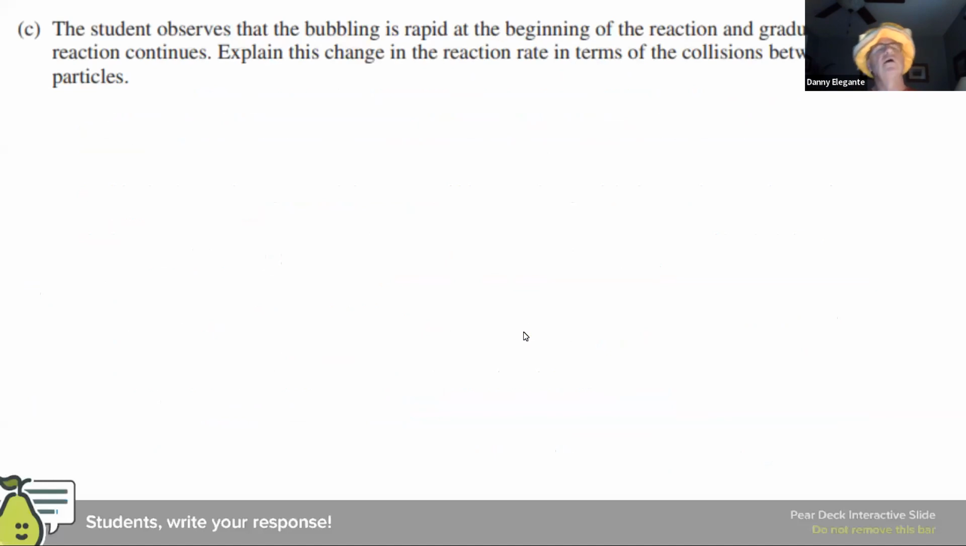All right, now, the student observes that, and I really should have formatted this differently because it keeps showing up. The bubbling is rapid at the beginning and then slows down. Explain this change in the reaction rate in terms of collisions between reactant particles. All right, so let's see.